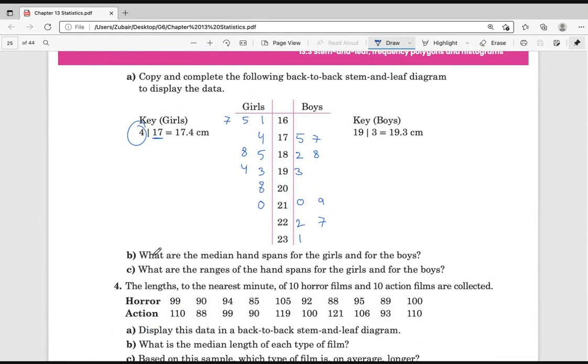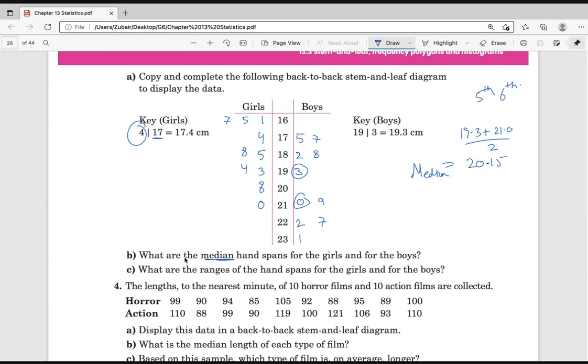The B part says, what are the median hand spans for girls and for boys? There are 10, so we need the fifth and sixth. I'm counting for boys. 1, 2, 3, 4. This is fifth and this is sixth. 19.3 plus 21.0 divided by 2. Any objection? No, sir. So this is 20.15, the median for boys.